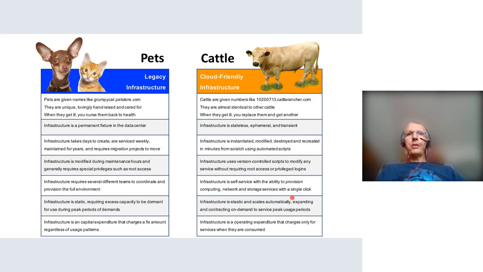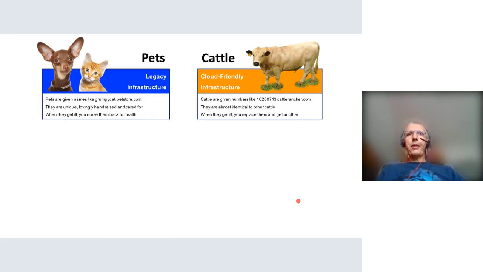But what is interesting for us is that pets are given names like Grumpy Cat. They are unique, lovingly hand-raised and cared for, and when they get ill, you nurse them back to health. That means if the operating system doesn't behave, you log in, you look at log files, you start YaST, you start a vi editor to edit config files, you restart services in order to get your pet system to behave again.